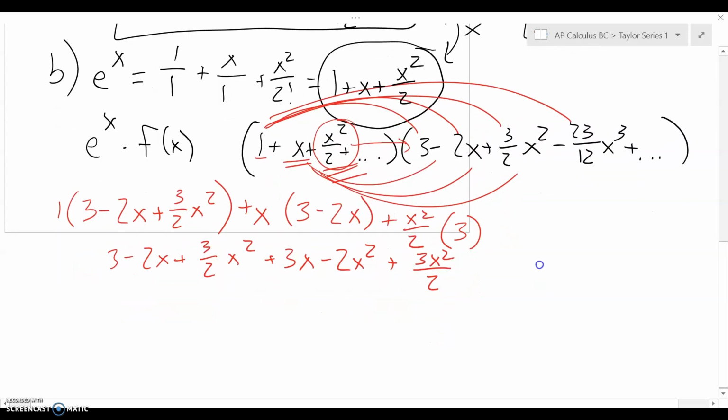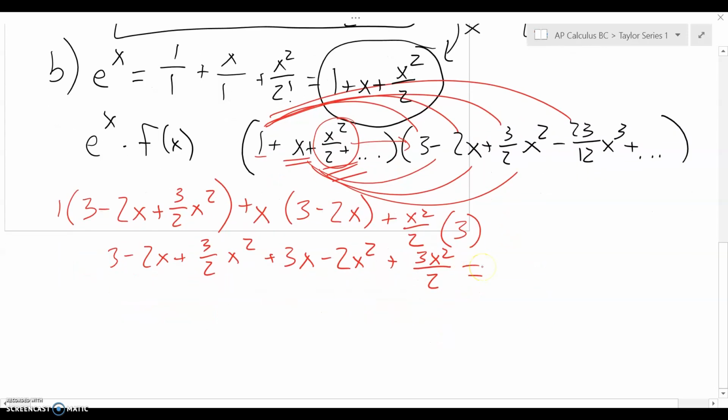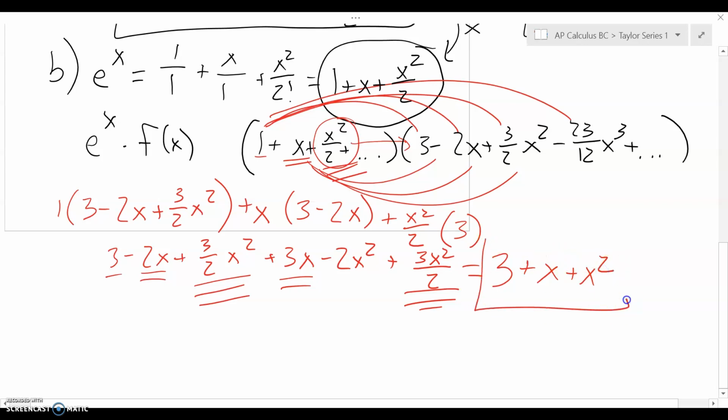So we're going to add all those things together. And let's see, I've got the 3 all by itself. I've got minus 2x and plus 3x, so there's our 3 all by itself, and minus 2x plus 3x, that's plus x. And then I've got a bunch of x squared terms, right? So I've got 3 halves, I've got 3 halves. You put two sets of 3 halves together and you get 3. I'm then going to subtract 2x squared from it, so I'm going to get a plus x squared. And so that is going to be my combined e to the x times f of x.